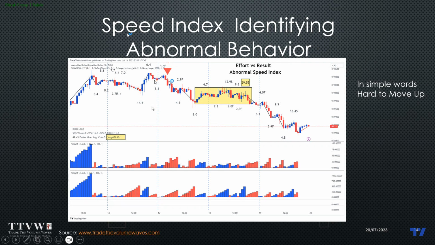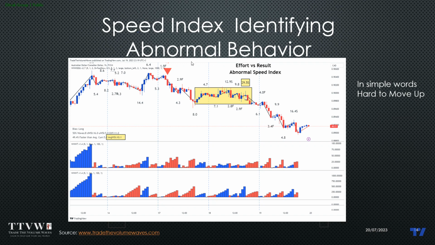As you can see here, we are looking at the speed index numbers and we have an average of around 10 for 8 waves. Right here, we are looking at the speed index numbers of the down waves and the up waves. We got 8, 4.7, 7, 12.9, 2.8, 2.9, and then we got a 29.5. That's an abnormal speed index. And this is telling us something. What does it tell us?